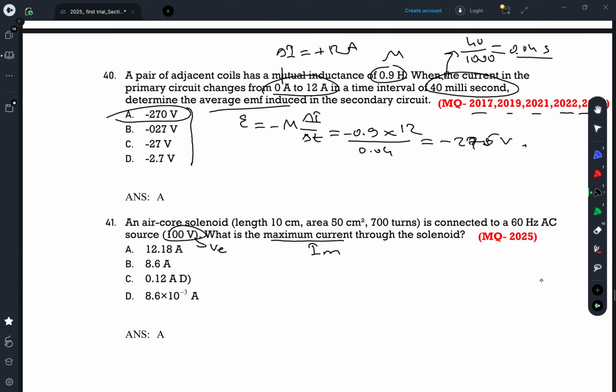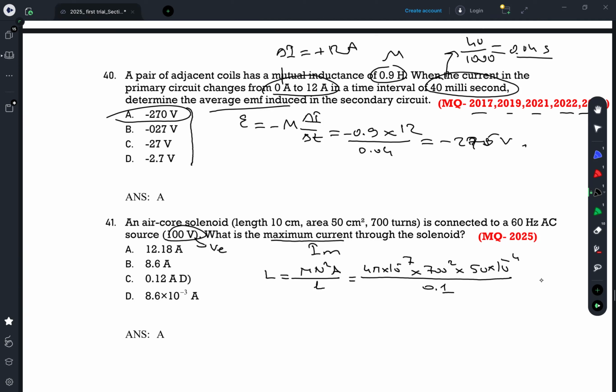XL. To calculate XL, I need L. L for a solenoid is mu times N squared A over length. Mu is not written in the question, but it is 4 pi times 10 to the power of negative 7, times N squared, 700 squared. Area is 50 centimeters squared, but you should convert it to meters squared, times 10 to the power of negative 4, divided by length 0.1.